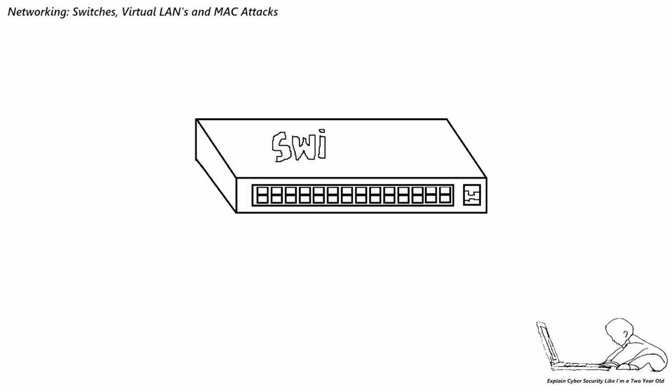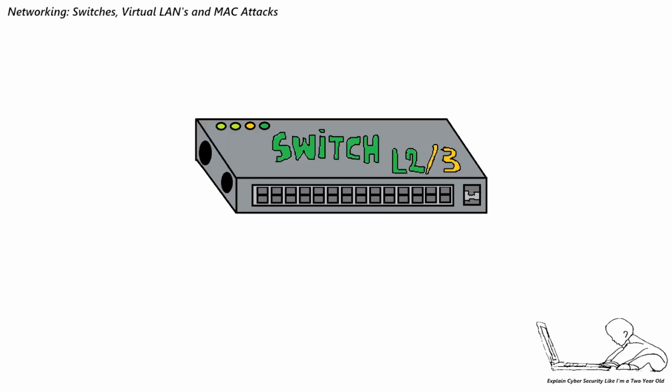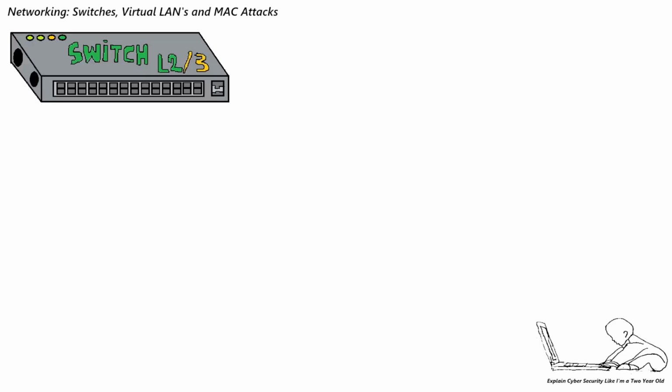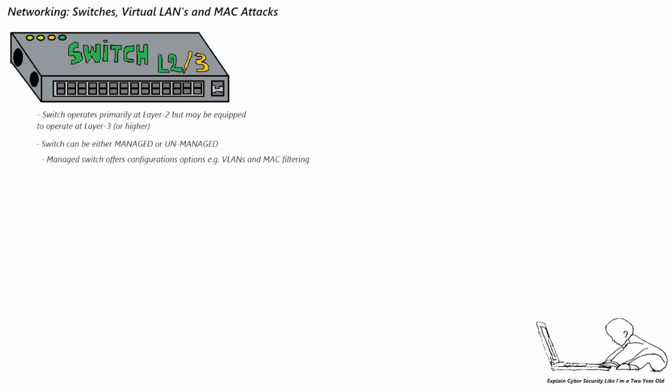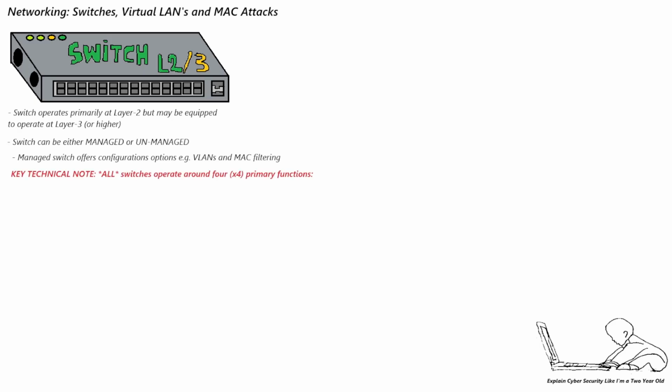Network switches, VLANs, and MAC attacks simplified. Let's start with a switch, which primarily operates at layer 2 of the OSI model but may be equipped to operate at layer 3 or higher. Now, switches can either be managed, aka clever, or unmanaged, aka dumb. In this video we shall focus on managed switches.